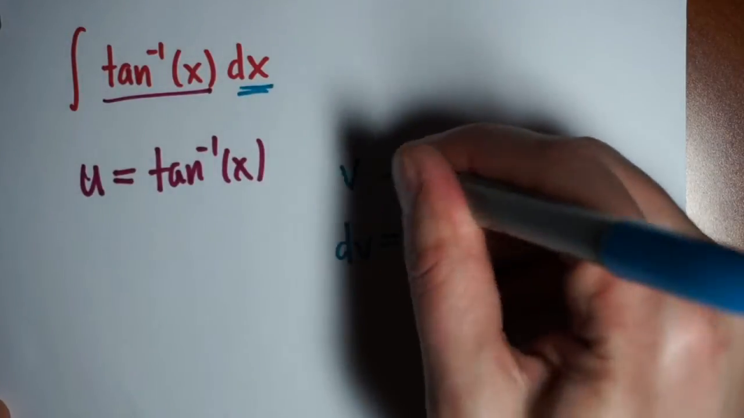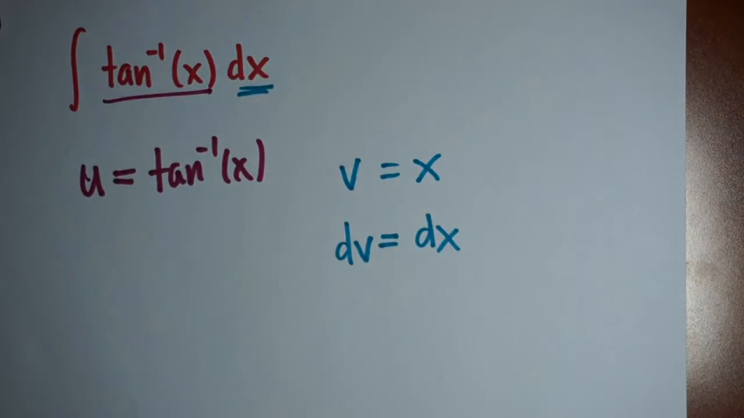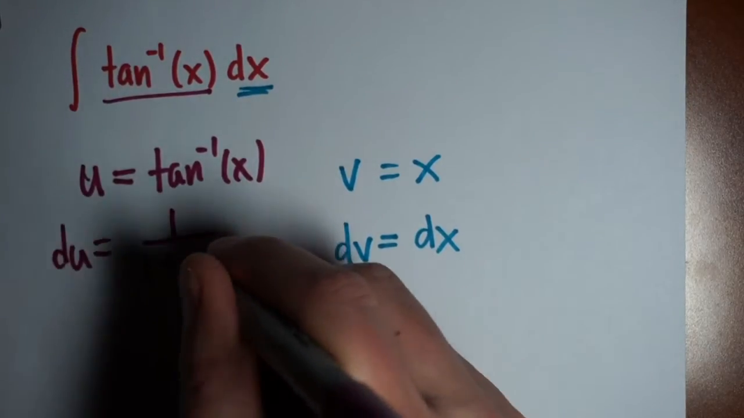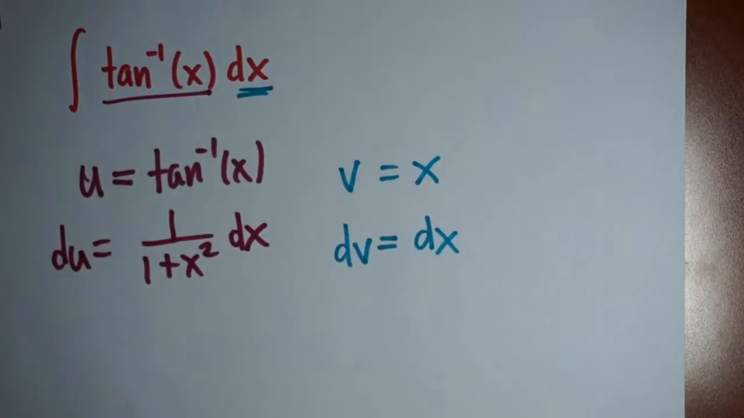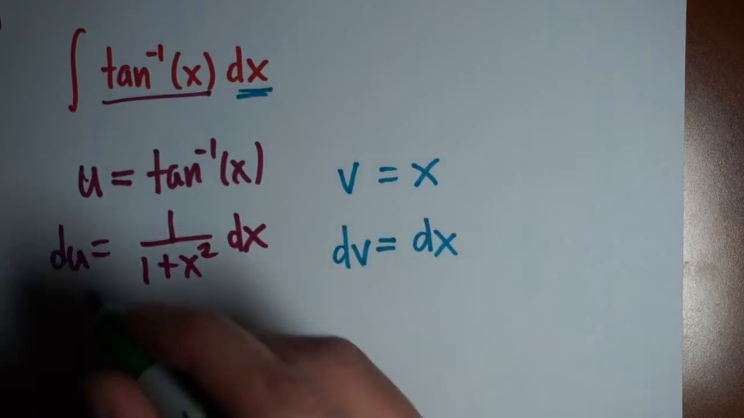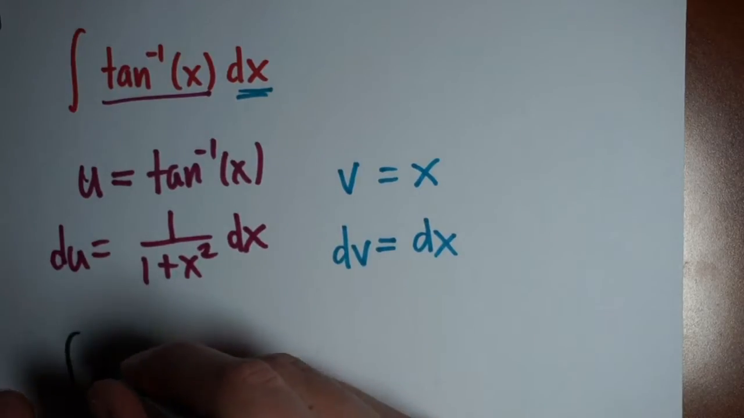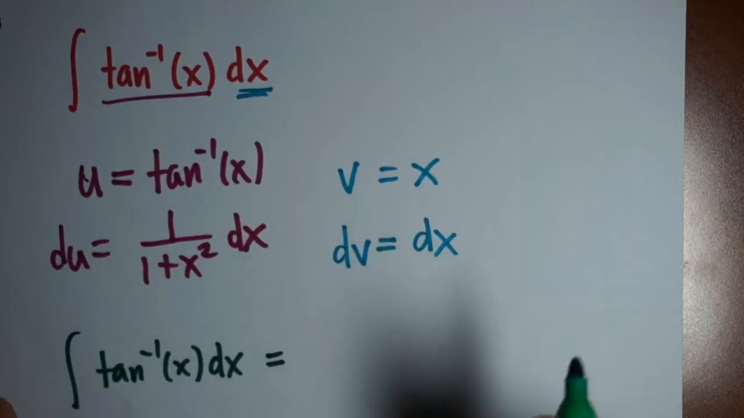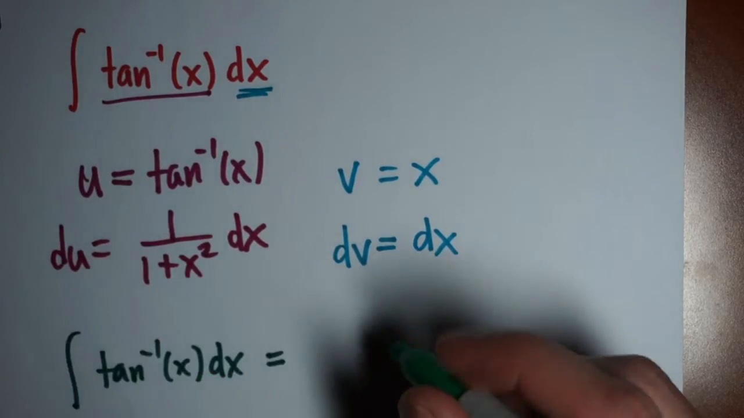The antiderivative of dx is just going to be x, and so that's easy enough. The derivative of u is something I should know, and in this case it's 1 over 1 plus x squared dx. And so I end up getting rid of the inverse tangent, which is hard to work with, and end up with something rational, which typically is easier. When I put things into the formula, I end up with the integral of tan inverse of x dx is equal to u times v, so x times the inverse tangent of x.